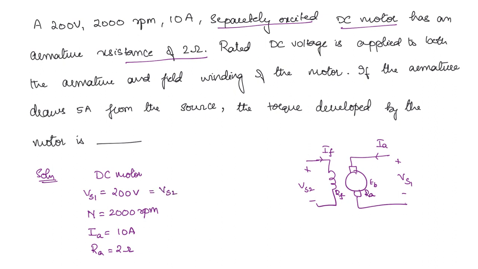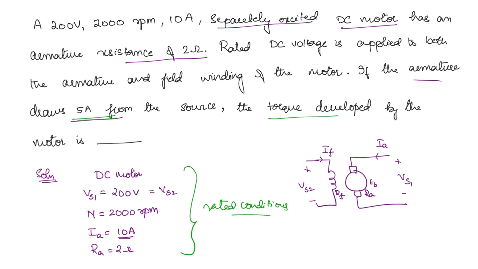Next information that we have is the armature draws 5 ampere from source. So this is nothing but the armature current. But we have already here 10 amperes. So what is this and what is 5 amperes? All of this information is the rated conditions. That means if rated voltage is given, then how much will be the rated speed, rated current and everything. But now there is a separate case. The armature is drawing only 5 amperes, not 10 amperes. In that case, what is the torque developed?